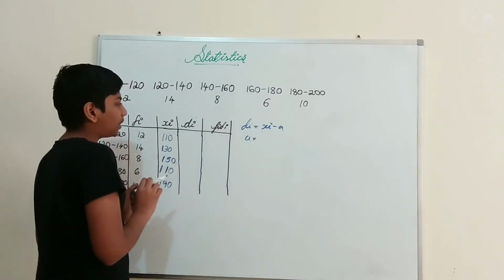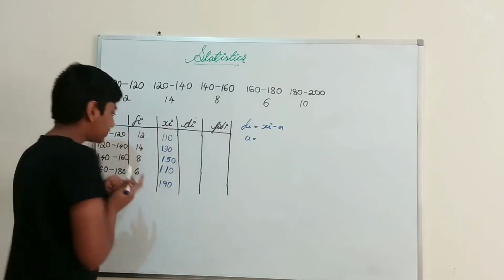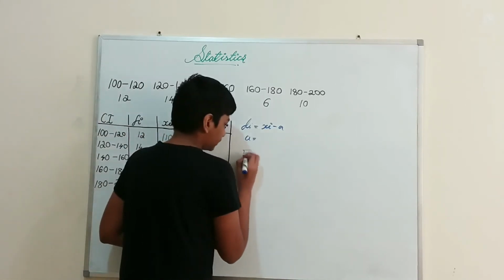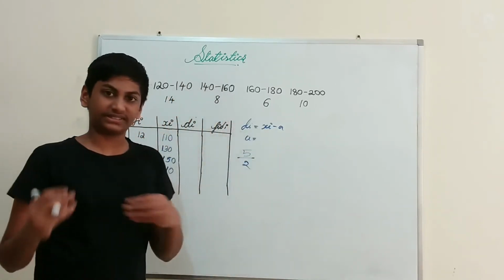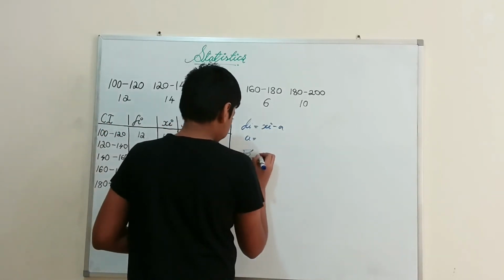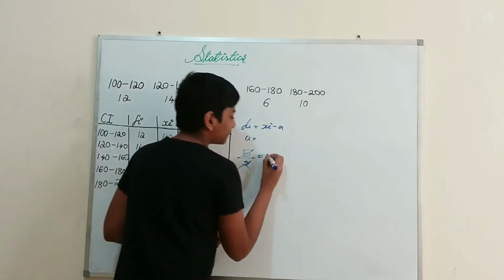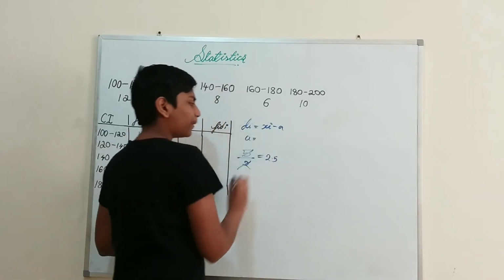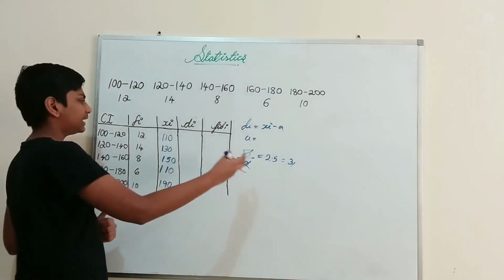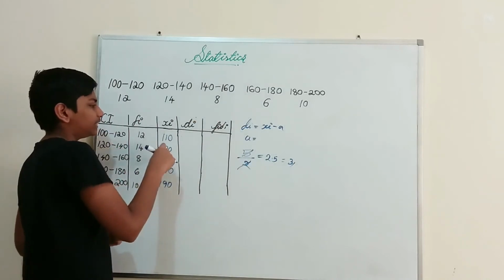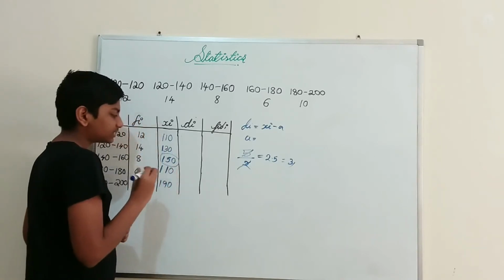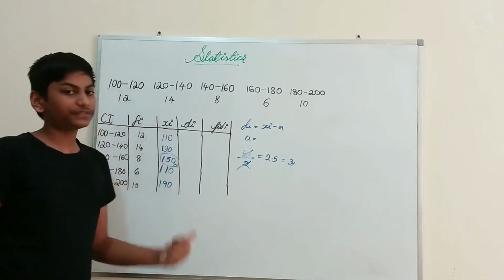What I need to do now is first count how many values there are. So 1, 2, 3, 4, 5. 5 things are there, right? So 5 divided by 2. Even if it is 10, I need to divide it by 2 only. 5 divided by 2 is 2.5. So 2.5 is equal to 3 if I round off. So now I need to find which is the third one. 1, 2, 3. So 150 is the third one. I'll circle it and write an A. So 150 is our A.